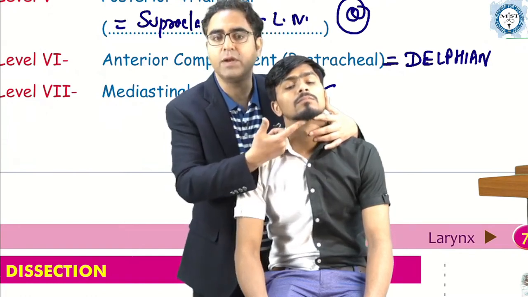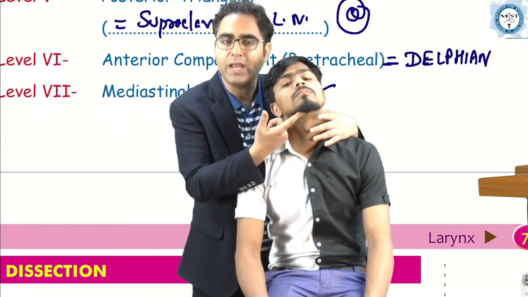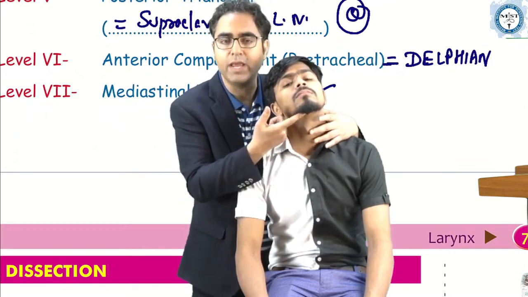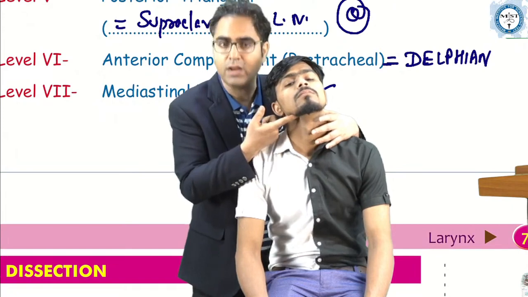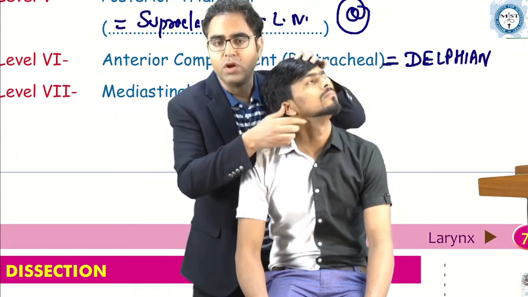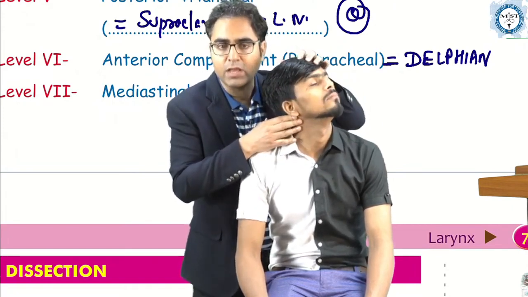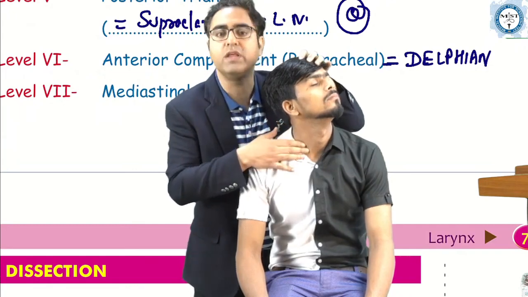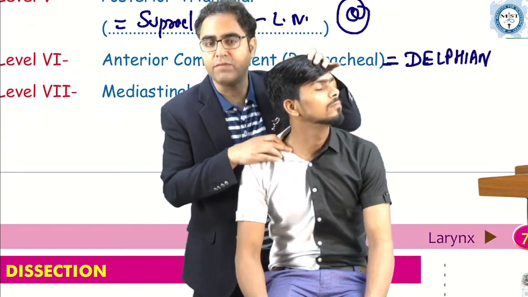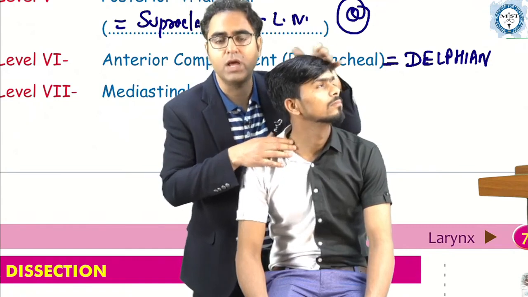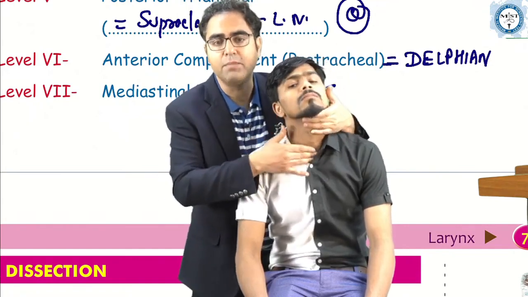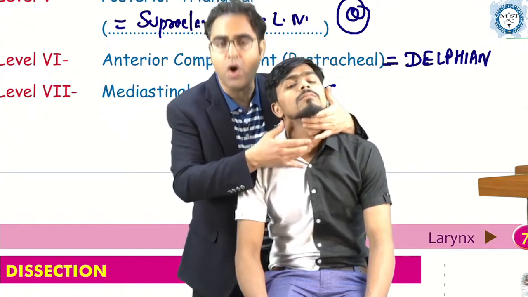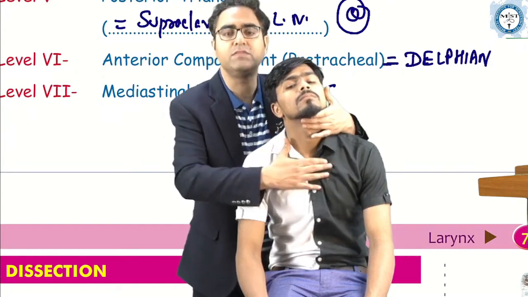So once again, revise with me. 1A submental. 1B submandibular. Now 2, 3, 4: 2 is upper deep cervical, 3 is middle deep cervical, 4 is lower deep cervical, and level 5 is posterior triangle or supraclavicular. Level 6 is anterior compartment or prelaryngeal or Delphian lymph node, and level 7 is mediastinal lymph node.